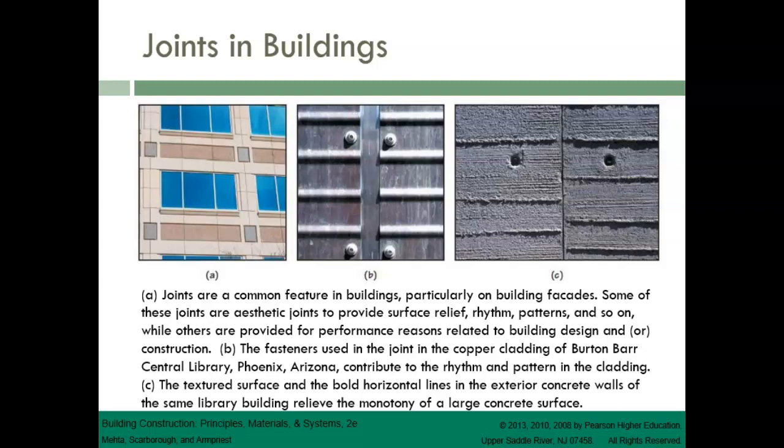B, the fasteners used in the joint in the copper cladding of the Burton Barr Central Library in Phoenix, Arizona, contribute to the rhythm and pattern in the cladding. And C, the textured surface and the bold horizontal lines in the exterior concrete walls of the same library building relieve the monotony of large concrete surfaces.